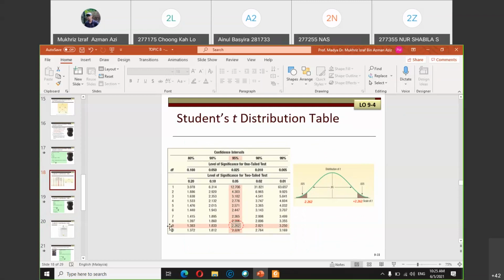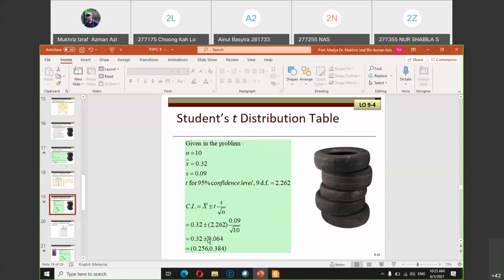Remember 9, because your sample size is 10. So do not refer to 10, because DF is not N. DF is N minus 1. For a one sample test, you are only referring to one sample. So a sample size of 10, 10 minus 1 is 9, at 95% gives 2.262. That is how you retrieve 2.262, and then the rest is you solve the problem.